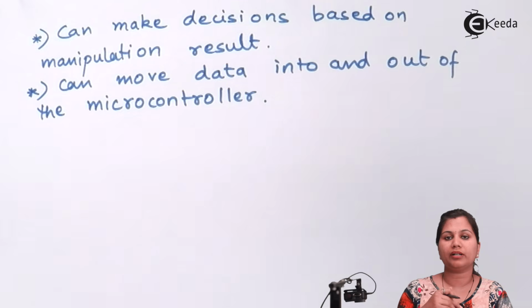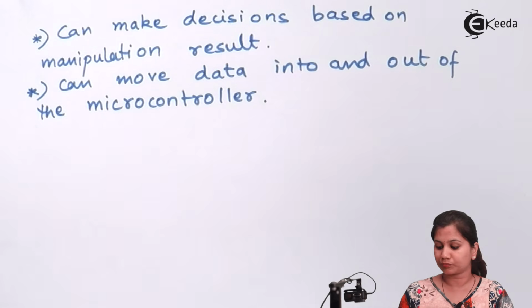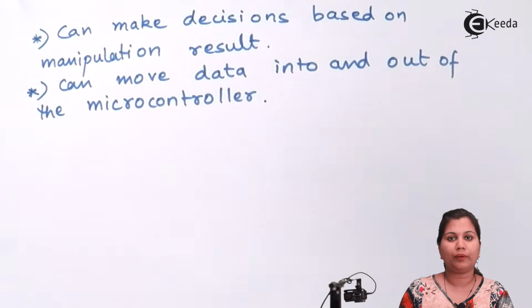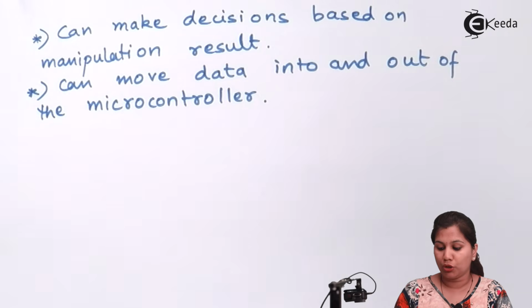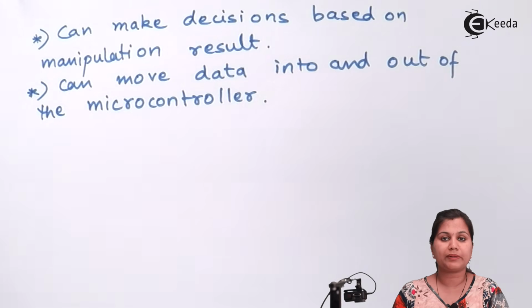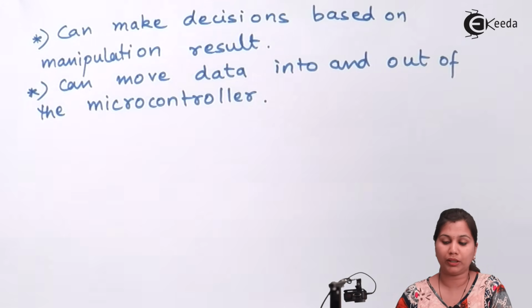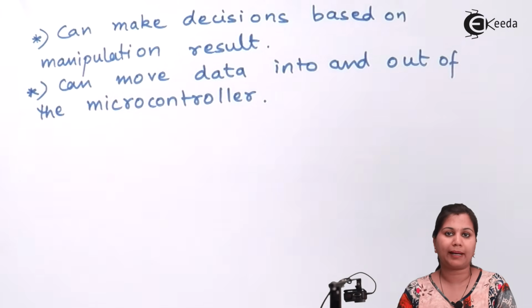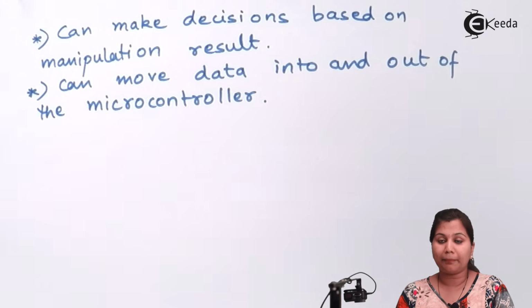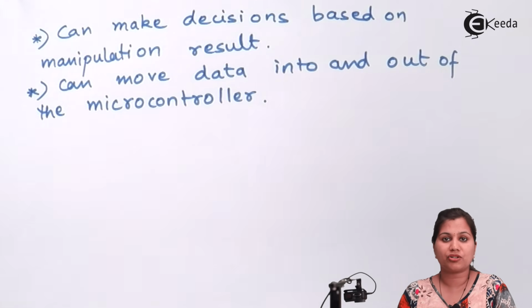Suppose that the microcontroller is communicating with some other device, and that device wants to give some data to the microcontroller, so that will be an input data. And if the microcontroller wants to send some data to the external devices, then that will be the output data. So data can be moved into and out of the microcontroller. So with the help of the instructions present in the instruction set of the microcontroller, all these types of operations can be performed. But the microcontroller cannot make the decisions by itself.